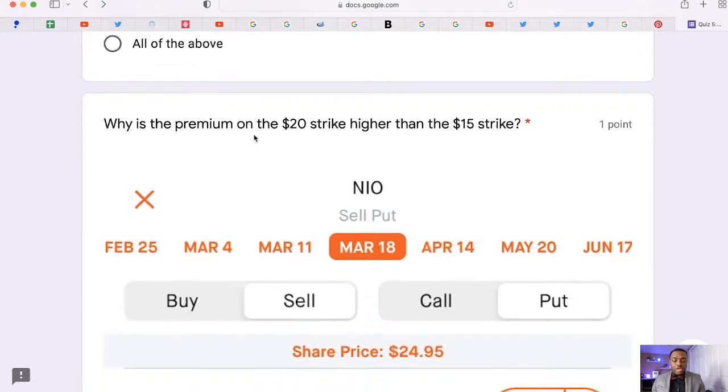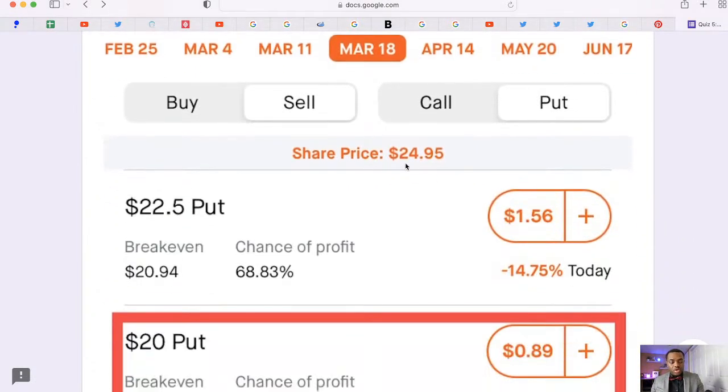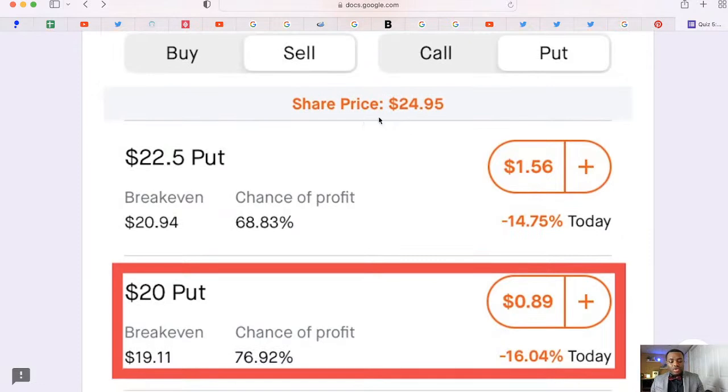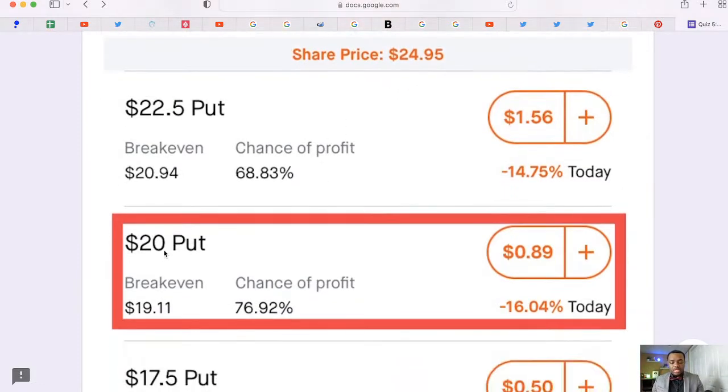Now, why is the premium on the $20 strike higher than the $15 strike when selling a put option? So we look at Neo. We notice Neo is $24.95 right here. So this is the current stock price. When you're selling a put, you want the price to go up. So then the other side of it, they don't exercise, and you get to keep the premium, right? And you don't have to buy the shares or be sold the shares. So take a look. With the stock price at $24, when you sell someone a put option, basically, the higher the strike, then you're going to see, in this case, the higher the premiums you can collect.